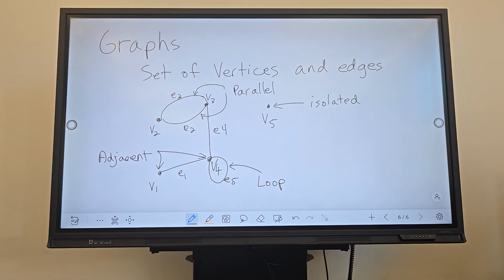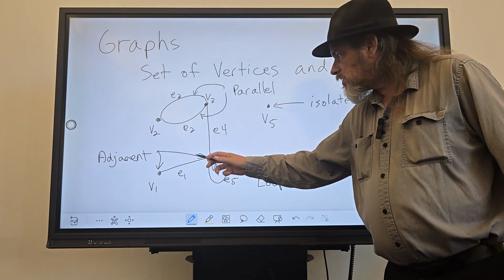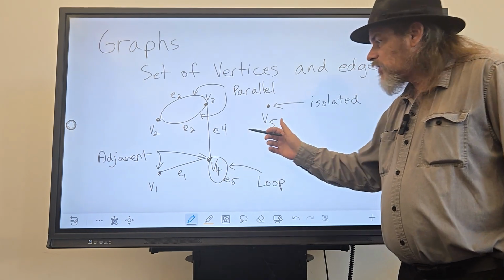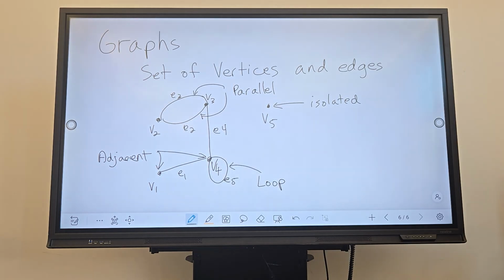An edge is said to be incident on each of its endpoints. And two edges incident on the same endpoint are called adjacent. So E1 and E4 are adjacent edges, because they share an endpoint, V4. A vertex on which no edges are incident is called isolated.